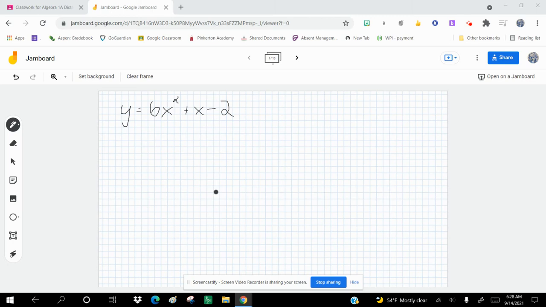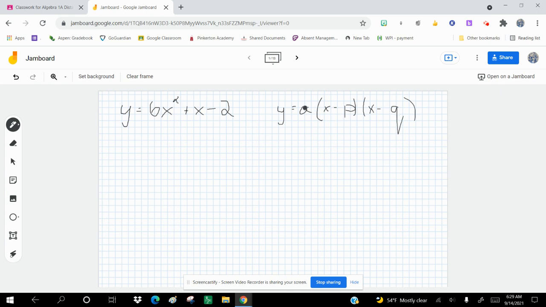All right, so this is test review 3, number 11, and it has the equation y equals 6x squared plus x minus 2, and it asks you to put this in intercept form. So remember, intercept form looks like this. We have some a value, and then we have x minus one of the intercepts, which we call p, and then x minus the other intercept, which I'll call q. All right, so now I know my two x intercepts will be p and q.